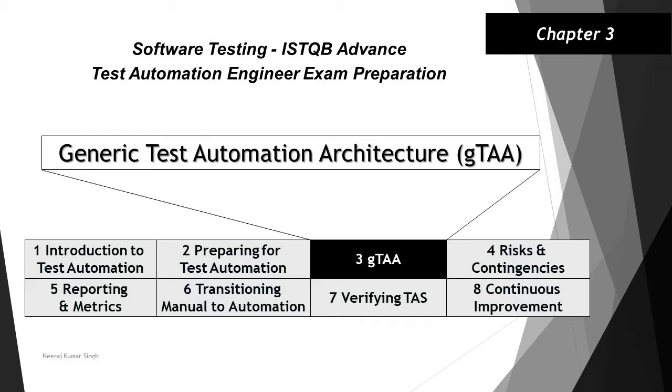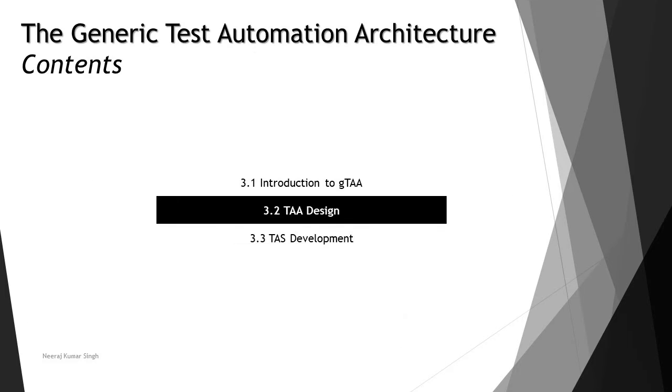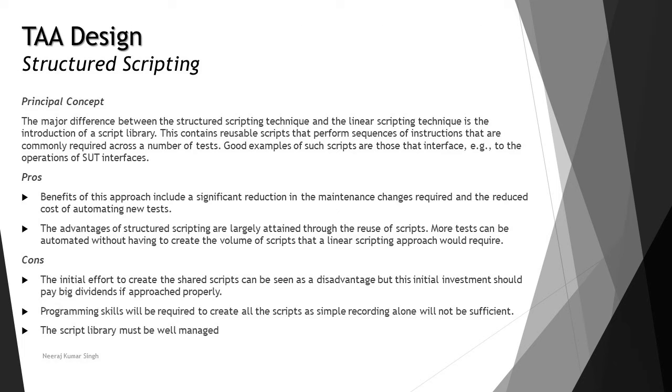We are in chapter 3 and we are continuing with the topic 3.2, Test Automation Architecture Design. In this tutorial we are continuing with 3.2.2, part 2 of that. We'll be continuing the understanding of scripting: how do you prepare the test scripts for automation?